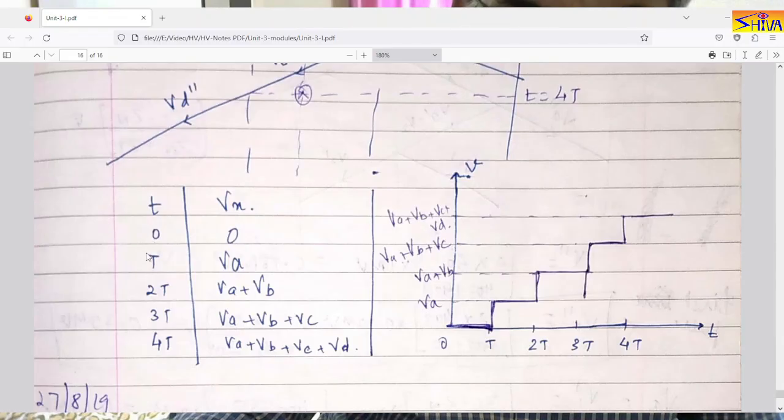From 0 to T, voltage was 0. From T to twice T, voltage was VA. 2T to 3T, it is VA plus VB and so on. Then we join all these by straight lines. So it is 0 to T, then it goes to VA, then up to 2T it remains constant at VA, then it jumps to VA plus VB, then it remains constant up to 3T and so on. So if you observe this diagram, it is a lattice type structure or ladder type structure. Therefore it is called Bewley's lattice diagram or Bewley's ladder diagram.